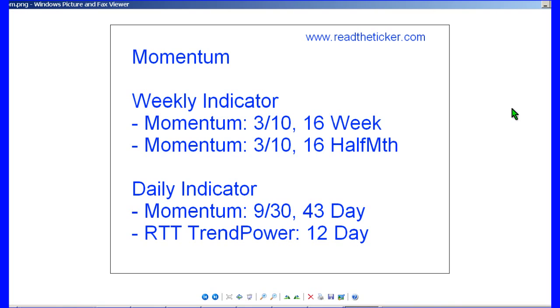On the daily chart I like to look at the 9-30-43 momentum, which is basically the 3-10 indicator times 3. The 3 becomes 9, the 10 becomes 30, 16 becomes 43. And I also have the RTT trend power on the daily charts just to show me the strong and weak wiggles with price action and volume.